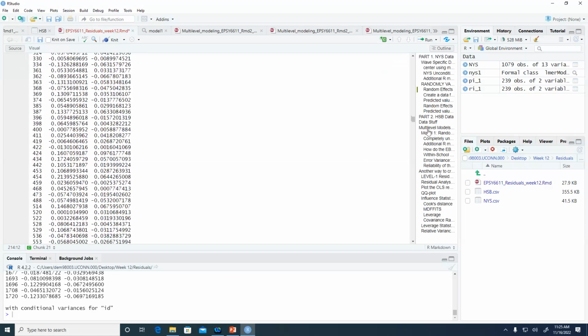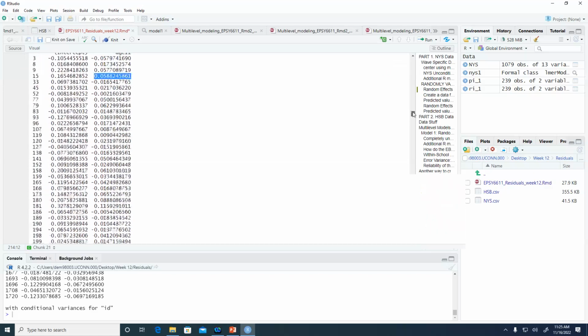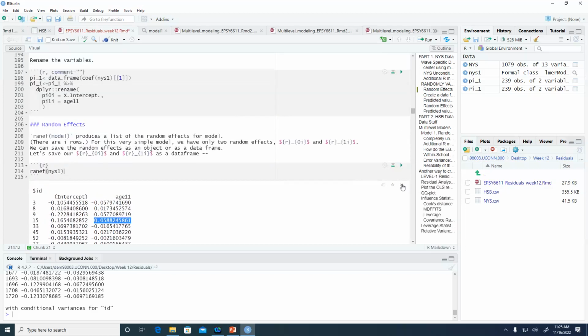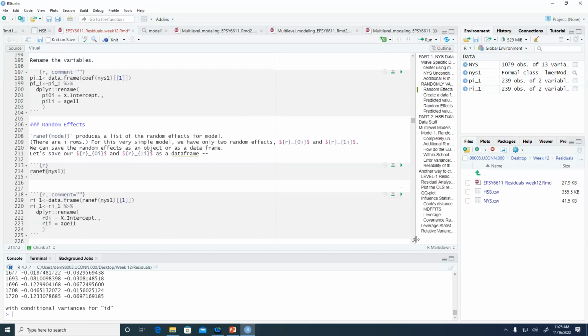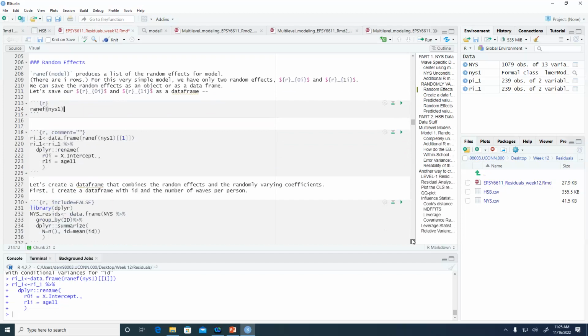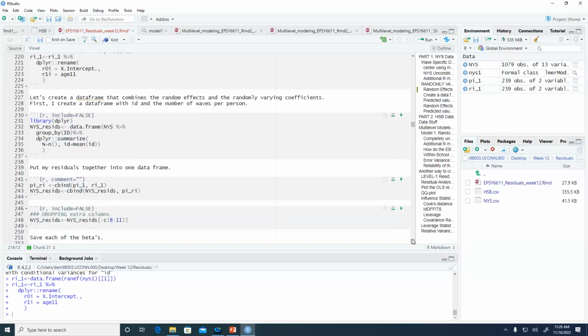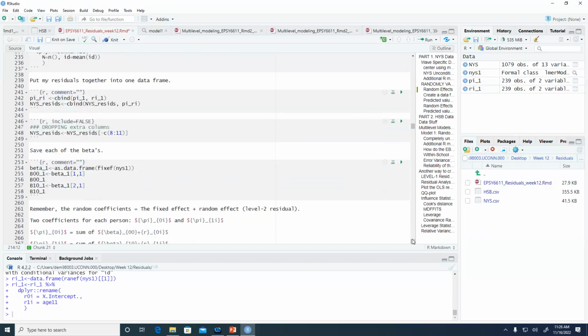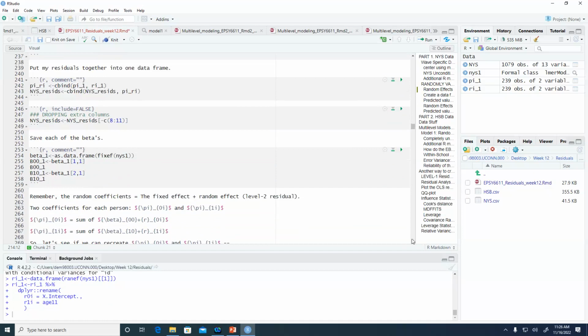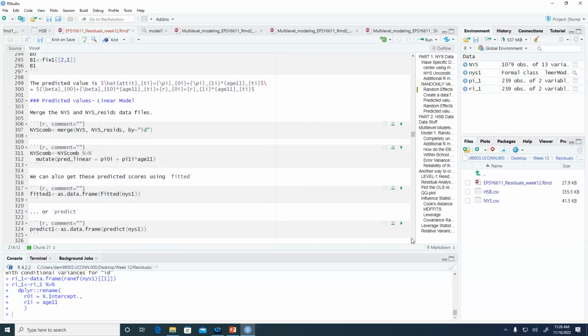Okay. Oh, wait, let me be smart this time. Just X this out. Okay, so that's how I get my random effects. Here I have a frame for the random effects, and I show how you could actually compute them. I'll skip through that because we don't have a lot of time, but I showed how you can get those random effects and merge them with our NYS data.